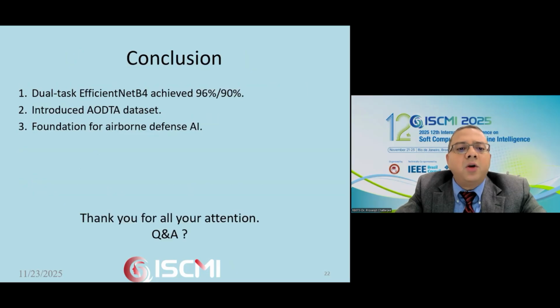In conclusion, we developed a dual task EfficientNet-B4 based framework. We introduced the AODTA dataset, a clean, diverse, balanced dataset. Our model achieved 96% accuracy in object classification and 90% accuracy in threat prediction. EfficientNet-B4 clearly outperformed ResNet 50, and this work lays a strong foundation for automated airspace security systems.